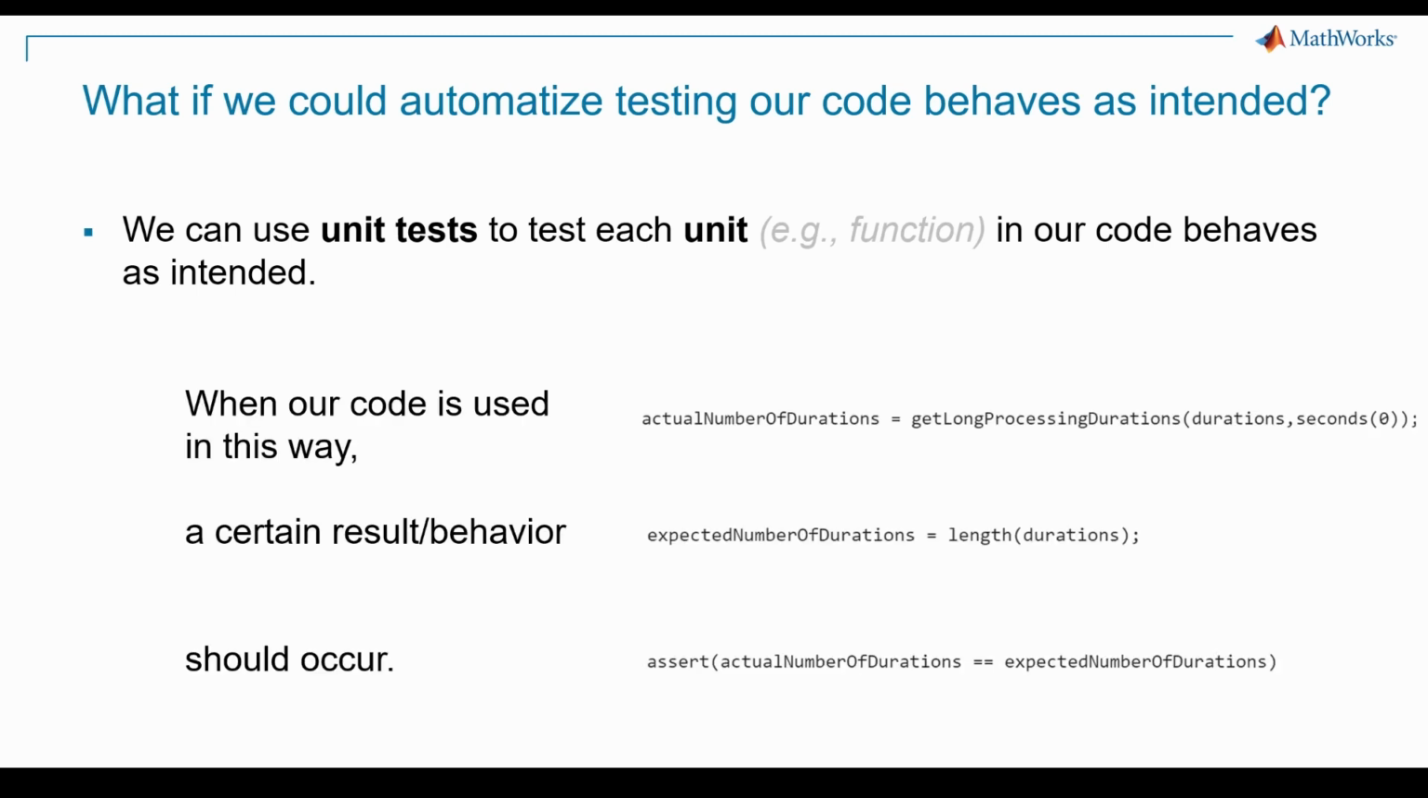Namely, that when our code is used in a certain manner, for instance, to compute how many processing durations took longer than 0 seconds, a certain result or behavior should occur. Namely, that all processing durations take longer than that. We can test this in the simplest case using an assert, which will throw an error if the tested condition is false.